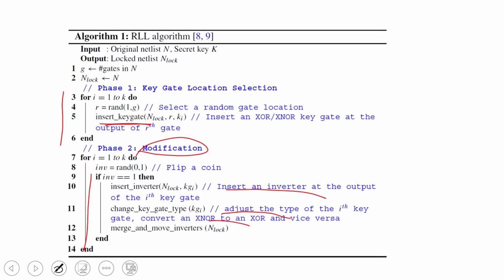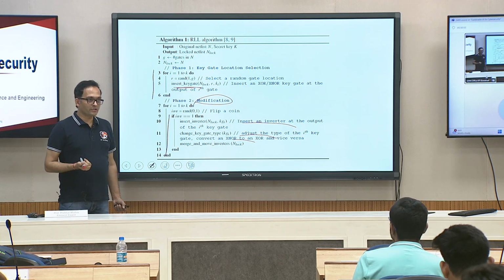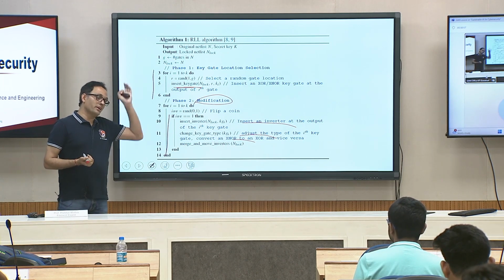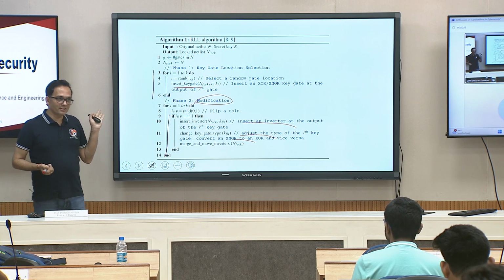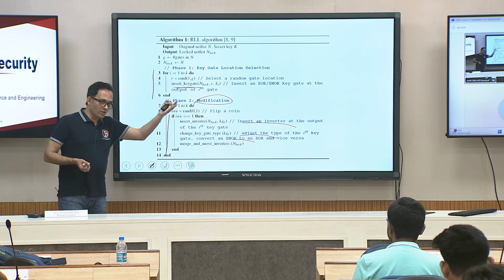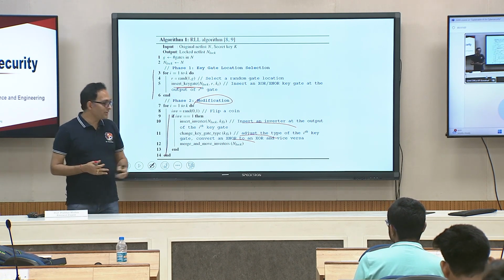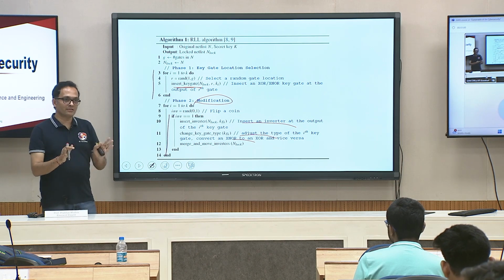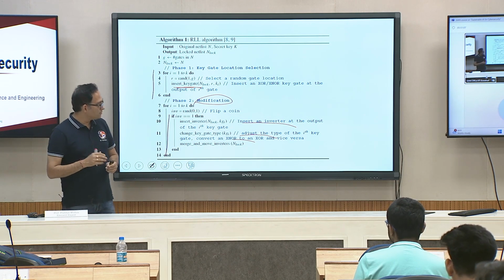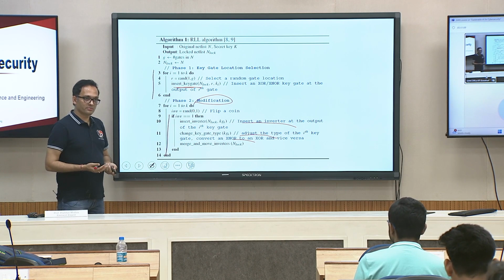Any question on this RLL? Understood, right. So, you can see the difference between that higher level locking versus this. There I lock constant conditions and all, here I am adding gates and basically modifying the circuit. Okay.